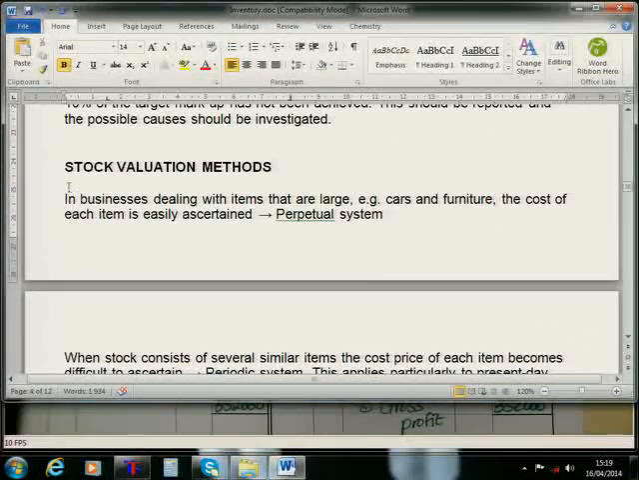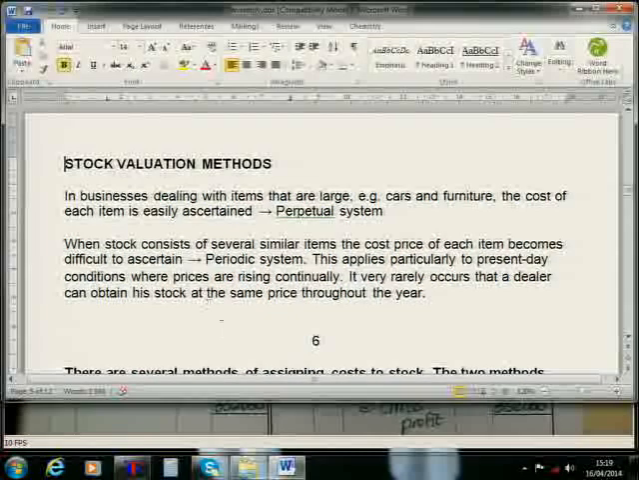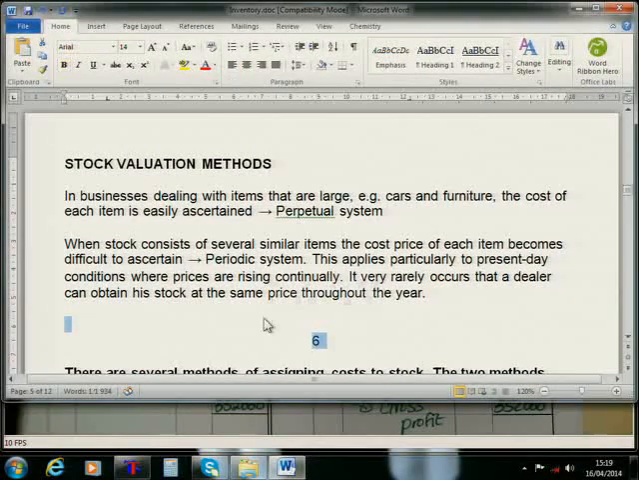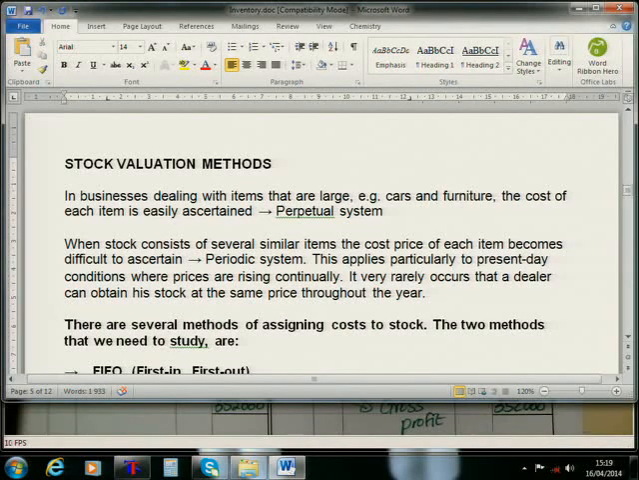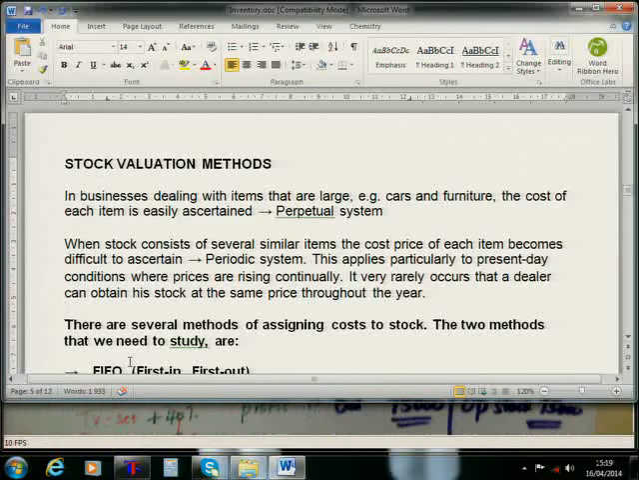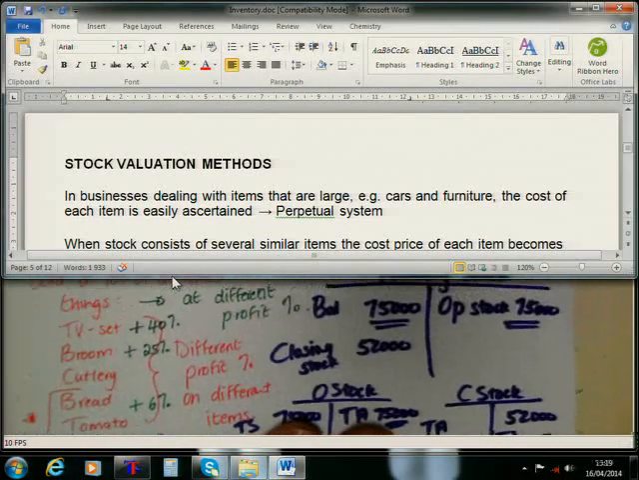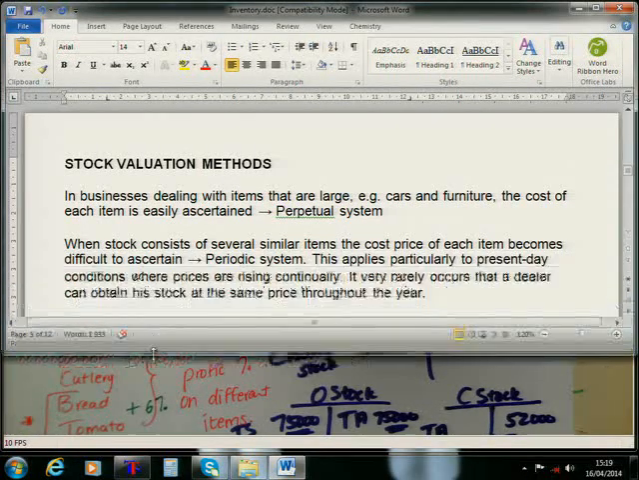Stock valuation methods. Okay, there's three of them, but we only do 2 in the school syllabus. In businesses dealing with items that are large, for example, cars and furniture, the cost of each item is easily ascertained, like we said in the perpetual system. When stock consists of several similar items, the cost price of each item becomes difficult to ascertain, like the one that I show you there with game, because it's not the same thing the whole time, and it also can be different profit markups.